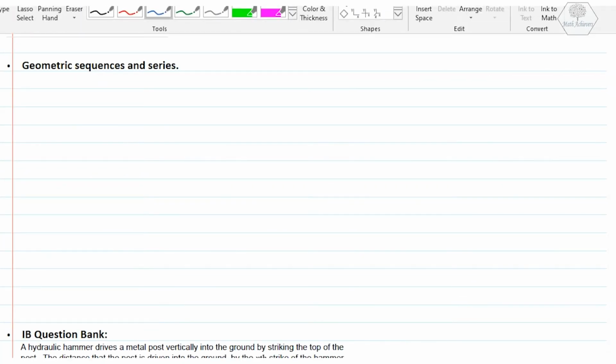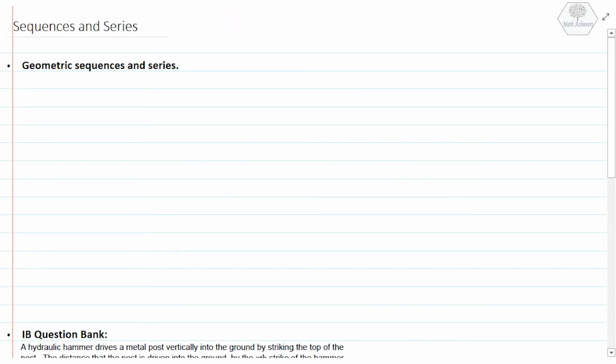Let's now talk about geometric sequences and series. We start by talking about the geometric sequence. Let's have an example: 2, 4, 8, 16, 32, and so on. If you can realize, between each term, I simply multiply by 2.